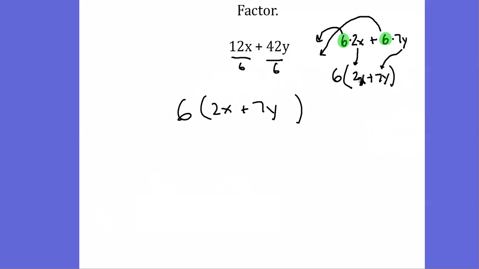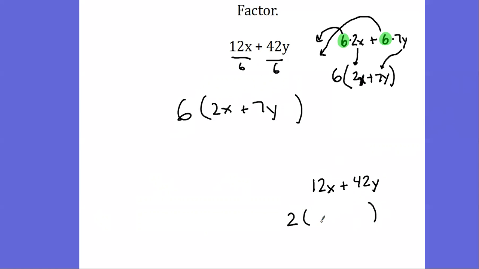Now, one more thing I want to point out that I have not mentioned yet, because sometimes this will happen to students. Sometimes students will look at this 12x plus 42y, and maybe they won't see the greatest common factor right away. Maybe they won't see the 6. So maybe I'll have some students that see this 12x plus 42y, and they're like, you know what? Those are both even numbers. Let's pull out a 2.